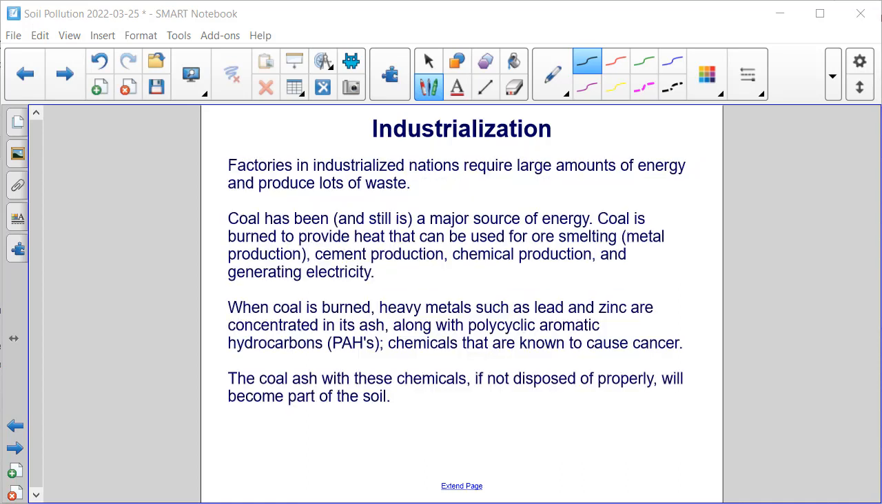Factories in industrialized nations require large amounts of energy and produce lots of waste. Coal has been and still is a major source of energy. Coal is burned to provide heat that can be used for ore smelting or metal production, cement production, chemical production, and generating electricity. When coal is burned, heavy metals such as zinc are concentrated in its ash, along with polycyclic aromatic hydrocarbons, PAHs, chemicals that are known to cause cancer. The coal ash with these chemicals, if not disposed of properly, will become part of the soil.